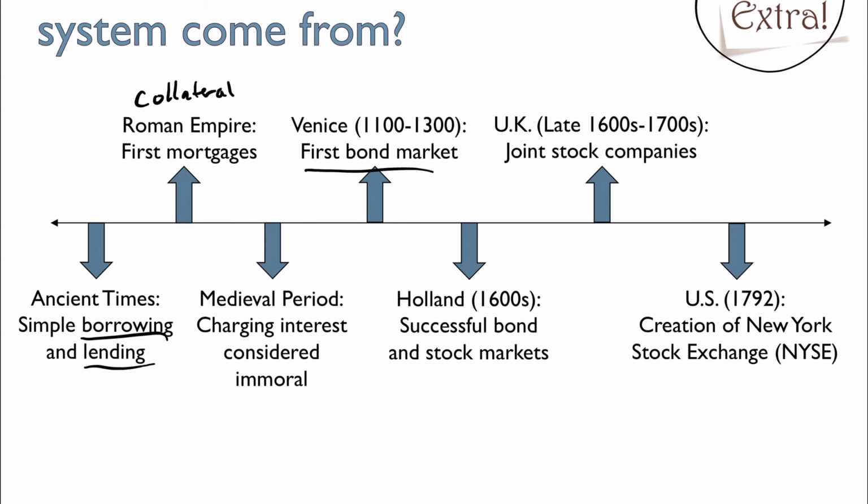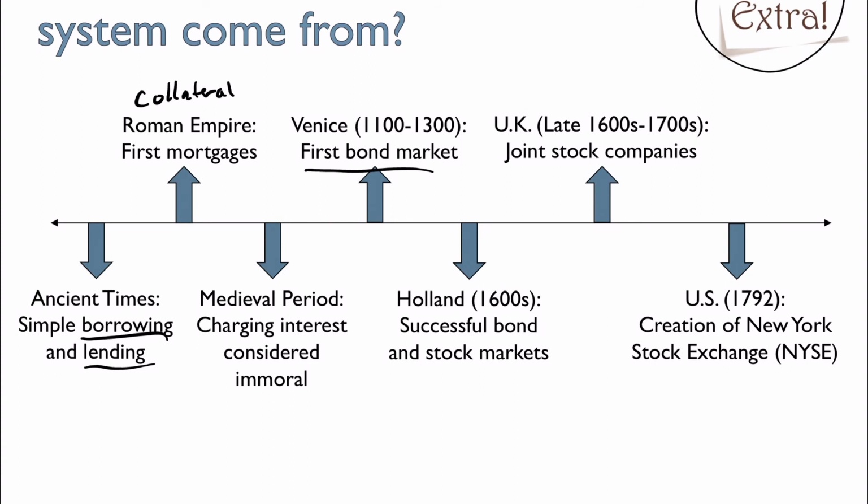Moving forward into the 1300s, these Venetians could actually purchase and trade these securities. So you had a bond market, the buying and selling of these debt securities. This was an early financial market being born. So this was all the way in the 1100s to the 1300s.